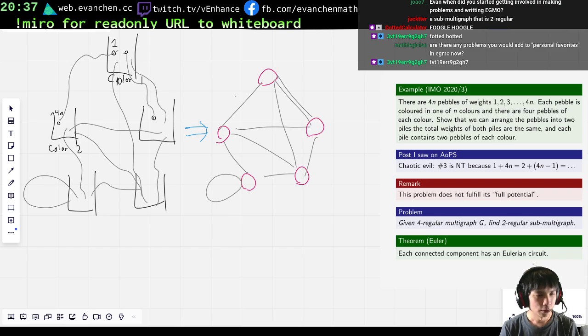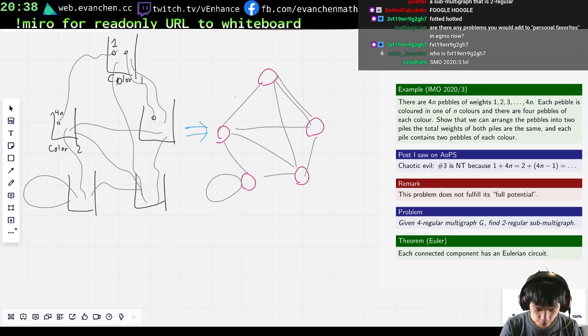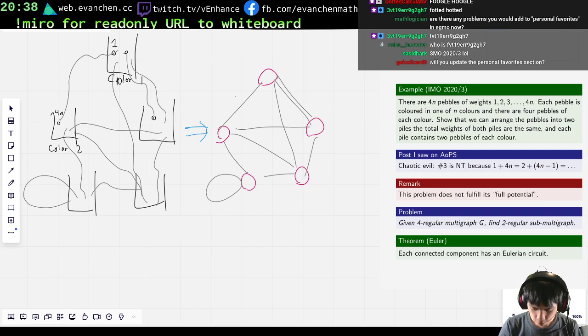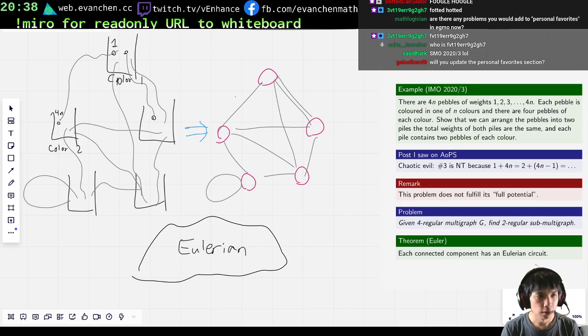Okay, so Eulerian circuit. I started thinking about cycles because I was like, well, 4, I want 2. So that's fine. And then I was like, okay, if I actually do this, if I have an Eulerian cycle. Will you update the personal favorites section if I ever publish a 2nd edition, which looks very unlikely because it seems like it's not worth the effort.